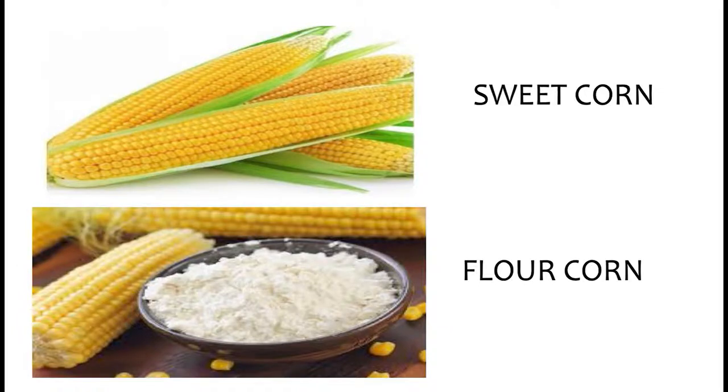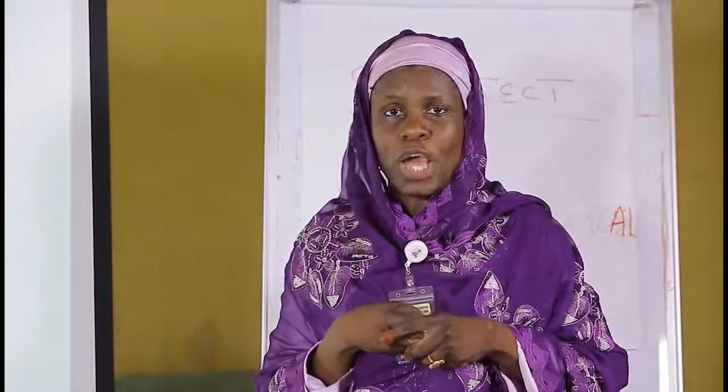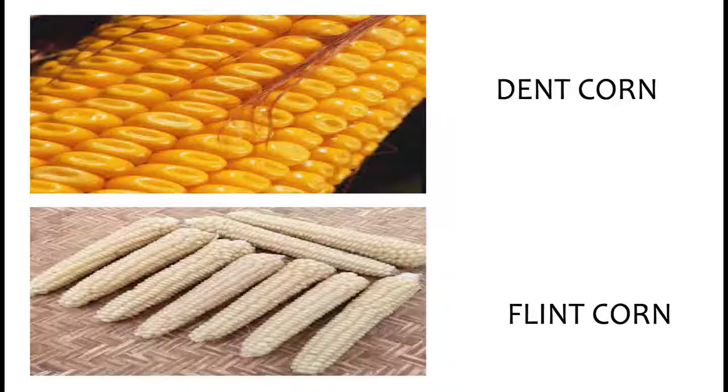The next one is the sweet corn. This is known as the sweet corn. It is yellow in color. We have the other one too, which is known as the flour corn, the one that we use in making our flours. The next one here is the dent corn. It is also yellowish in color.